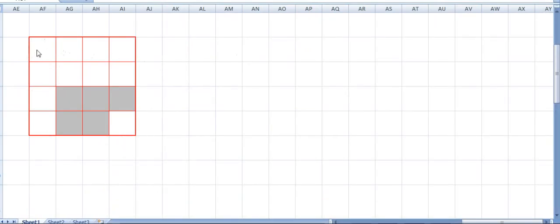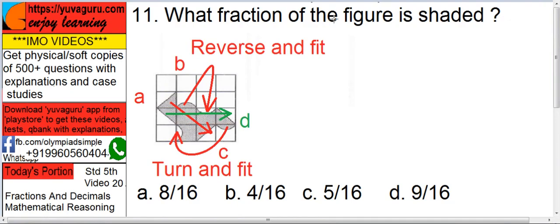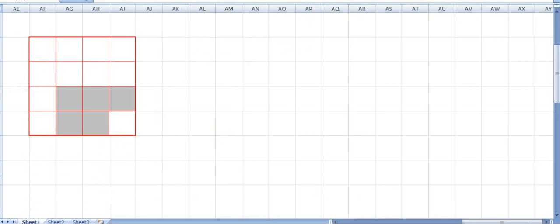See here, 4 squares over here, 4 over here, total 16 squares, and these are the shaded ones once you complete the shifting. So what portion is required? What fraction of the figure is shaded? So now it's easy. 1, 2, 3, 4, 5. 5 out of 16 are shaded. So the answer is 5 upon 16.